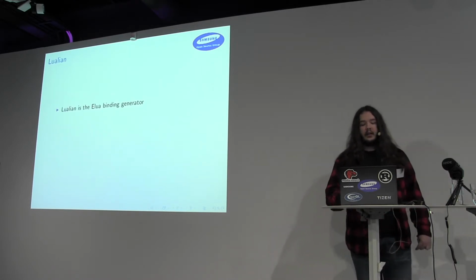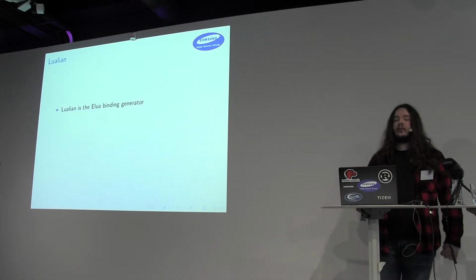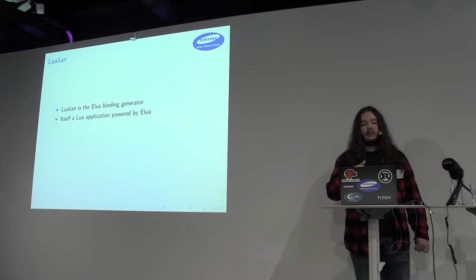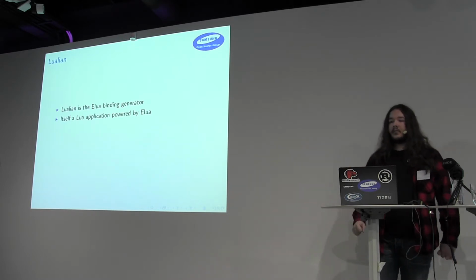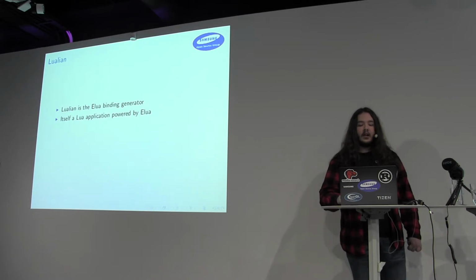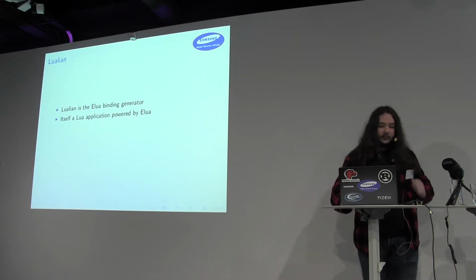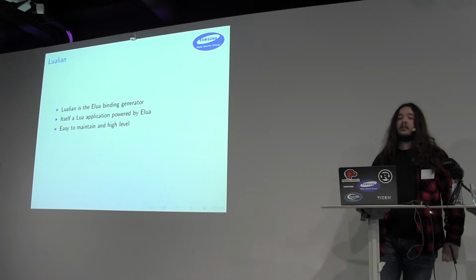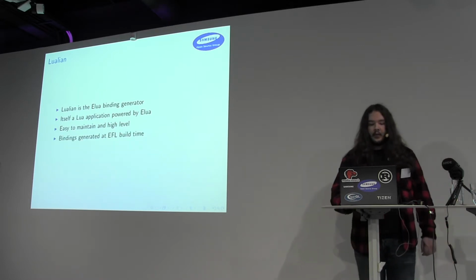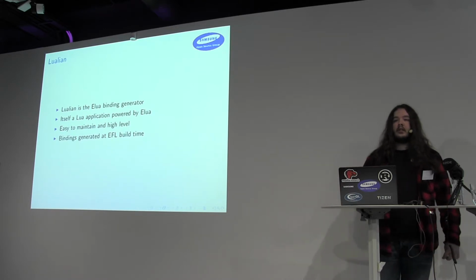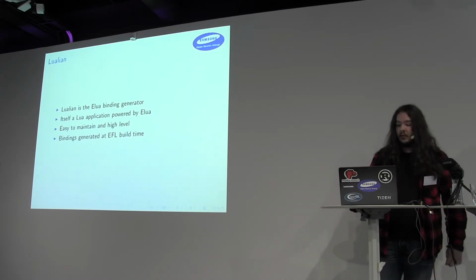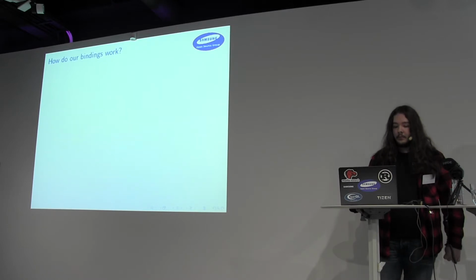Now, LuaLin is the binding generator for Lua. It uses the Aeolian library. It by itself is written in Lua, and it's an application which runs using a runtime. So it's also sort of a test for this runtime. It's easy to maintain. It's high level because it's written in Lua, obviously, and as I said, bindings are generated by the time you build the EFL, so you always have them, they're always up to date.